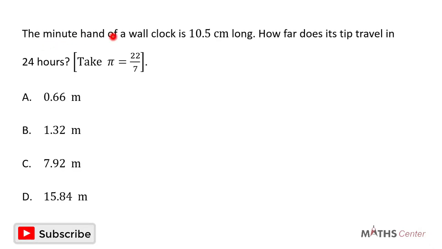The minute hand of a wall clock is 10.5 centimeters long. How far does its tip travel in 24 hours? Take pi as 22 divided by 7.